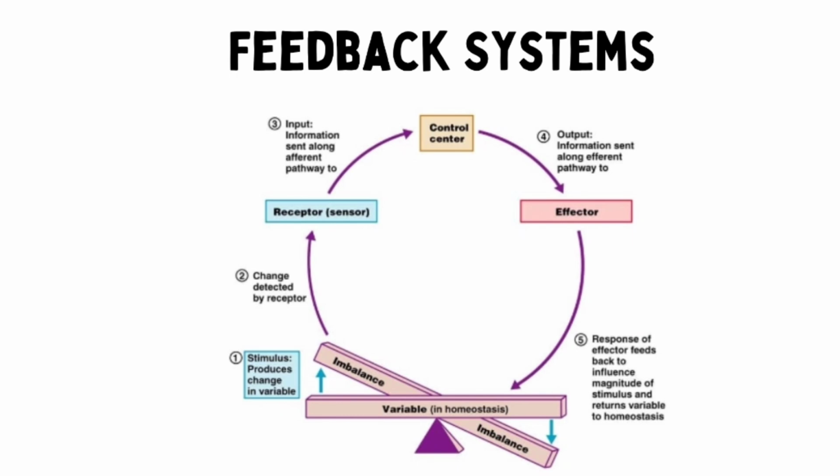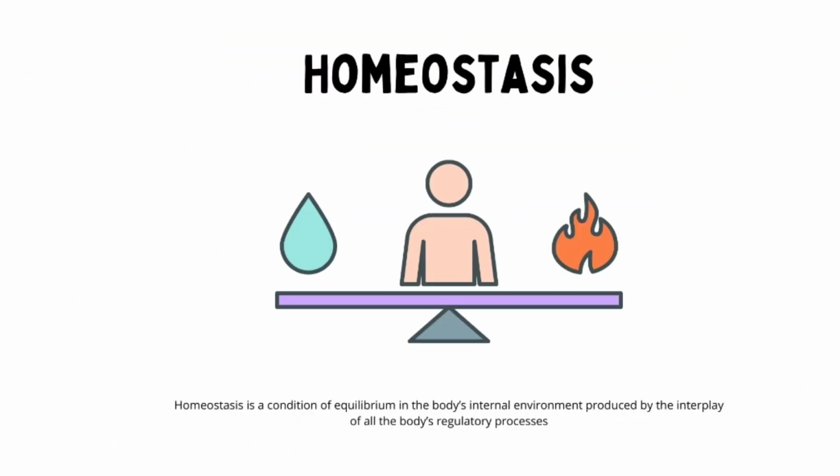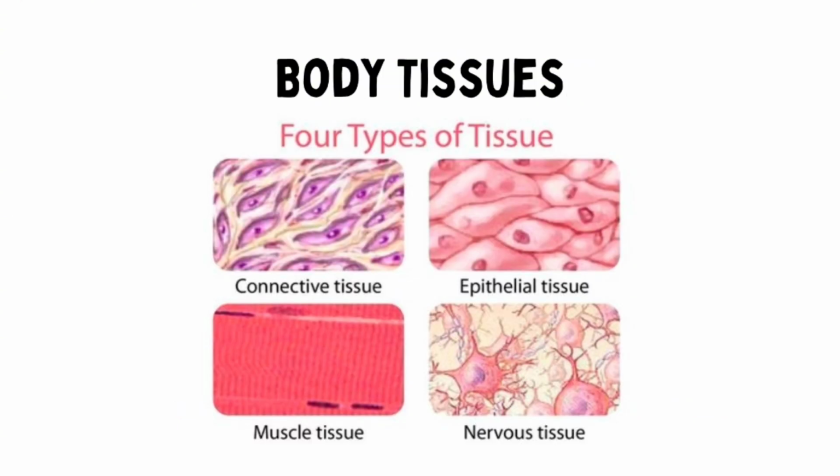changes the controlled condition. Homeostasis is the condition of balancing the body's internal environment, produced by the interaction of all the body's regulatory processes. When this balance is disrupted, that's when we get sick. And now I will explain the second topic, body tissues. Cells that are similar join and start working for a specific function. This is called tissue.